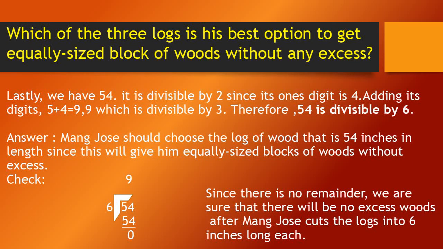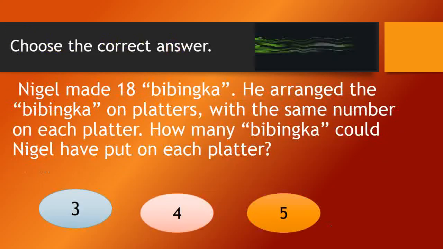So our answer: Mang Jose should choose the log of wood that is 54 inches in length since this will give him equally sized blocks of wood without excess. To check our answer, 54 divided by 6 is 9. Since there is no remainder, we are sure that there will be no excess wood after Mang Jose cuts the log into pieces 6 inches long each.